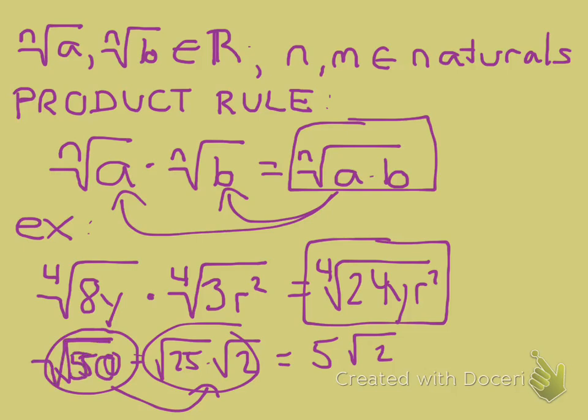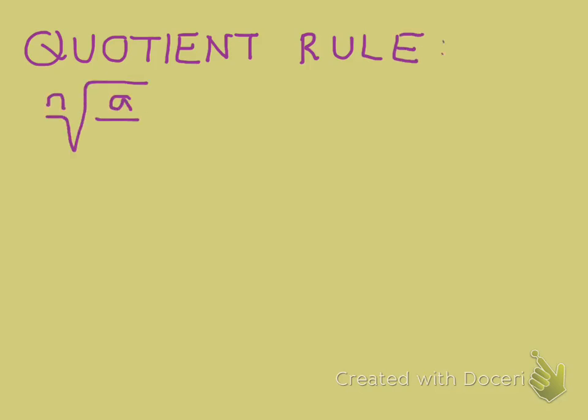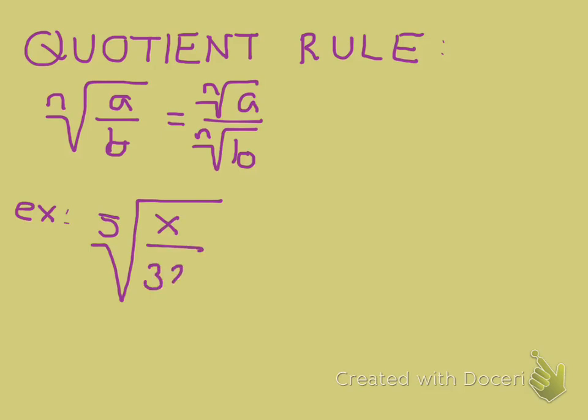The next rule we're going to look at is the quotient rule. And the quotient rule says that if we have a division, the nth root of A over B, that can be split up as two separate radicals, the nth root of A over the nth root of B. And an example of this is, let's say we had to do the fifth root of x over 32.